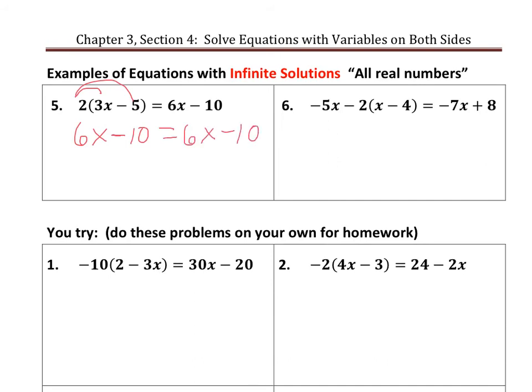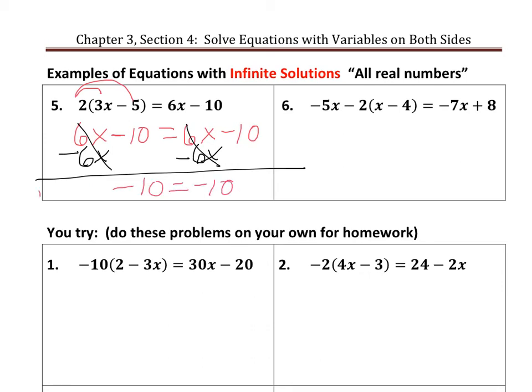What do you know? We've got exactly the same terms on the left and the right. If I subtract 6x from both sides, I would end up with negative 10 equals negative 10. Let's try that out. Subtract the 6x from both sides. Cancel, cancel. We end up with negative 10 equals negative 10. Now this is a true statement. Our variable term disappeared, just like the previous example, but now we don't have a false statement. We have a true statement.